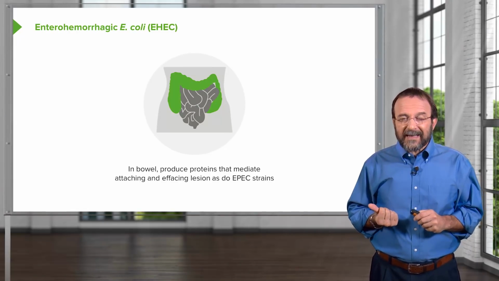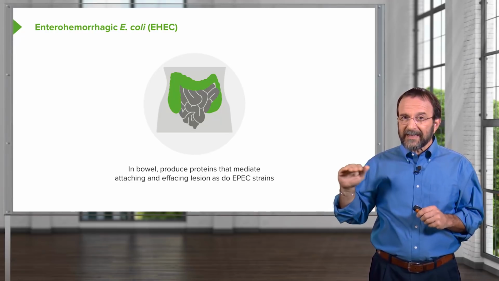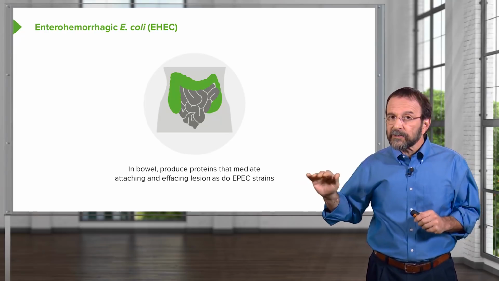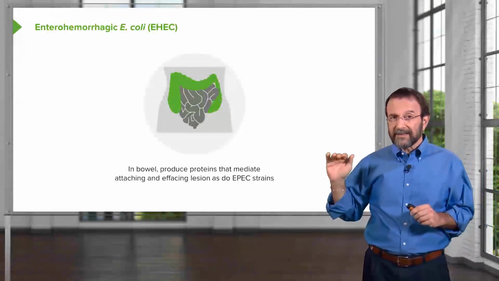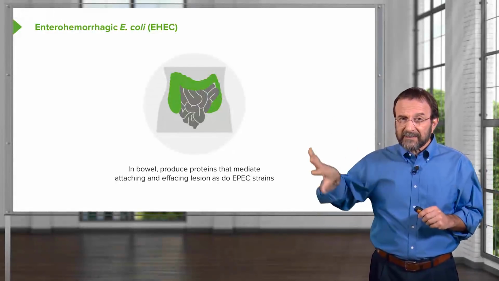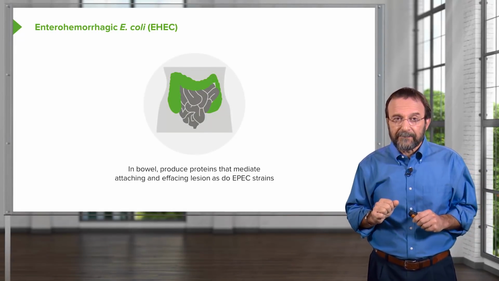In the bowel, these EHEC strains produce proteins that allow them to attach and efface like the EPEC strains. So not all of them produce toxins. This particular strain in the German outbreak had acquired a Shiga-like toxin, but most of the EHEC strains simply attach and efface the surface of the villi, and that causes the diarrhea.